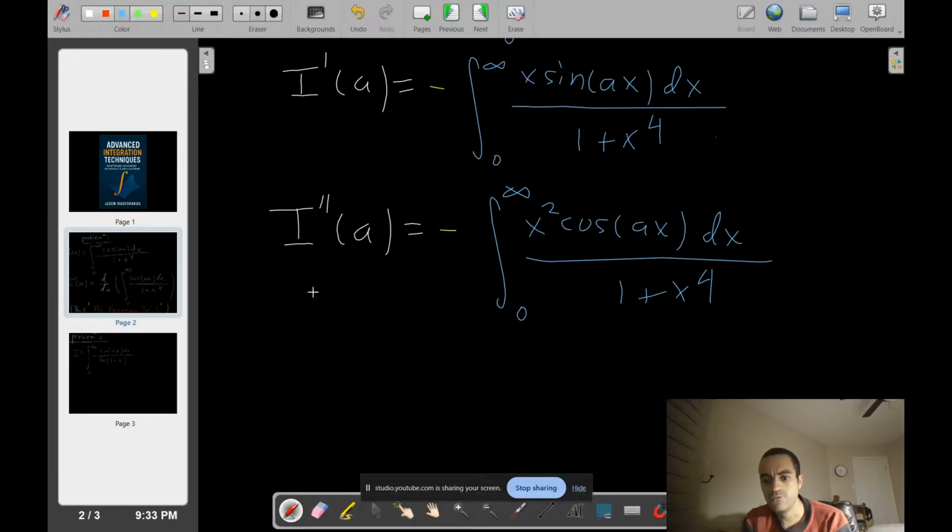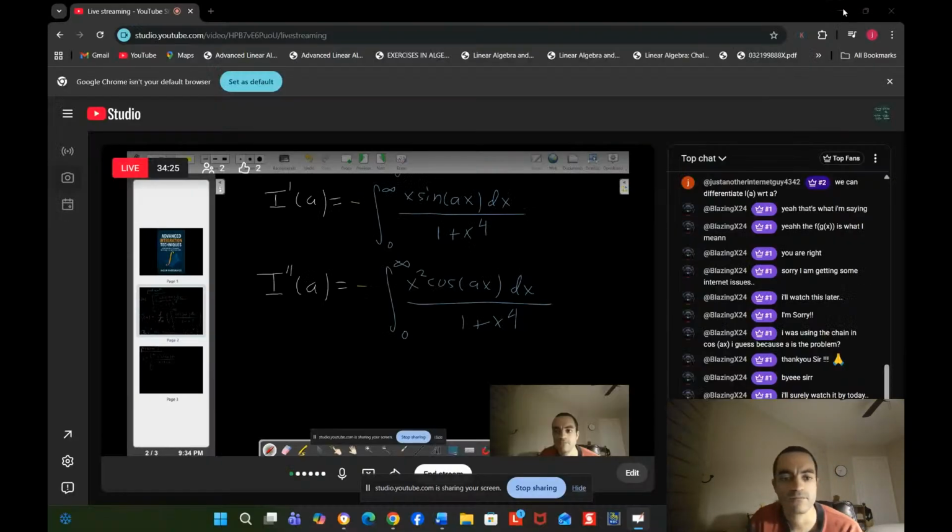Now, we still have a bit of a situation. So we have I prime of a, and then we have I double prime of a. Now, we're having a bit of an issue. The more I differentiate, the more complicated my integral gets, as you can see here.